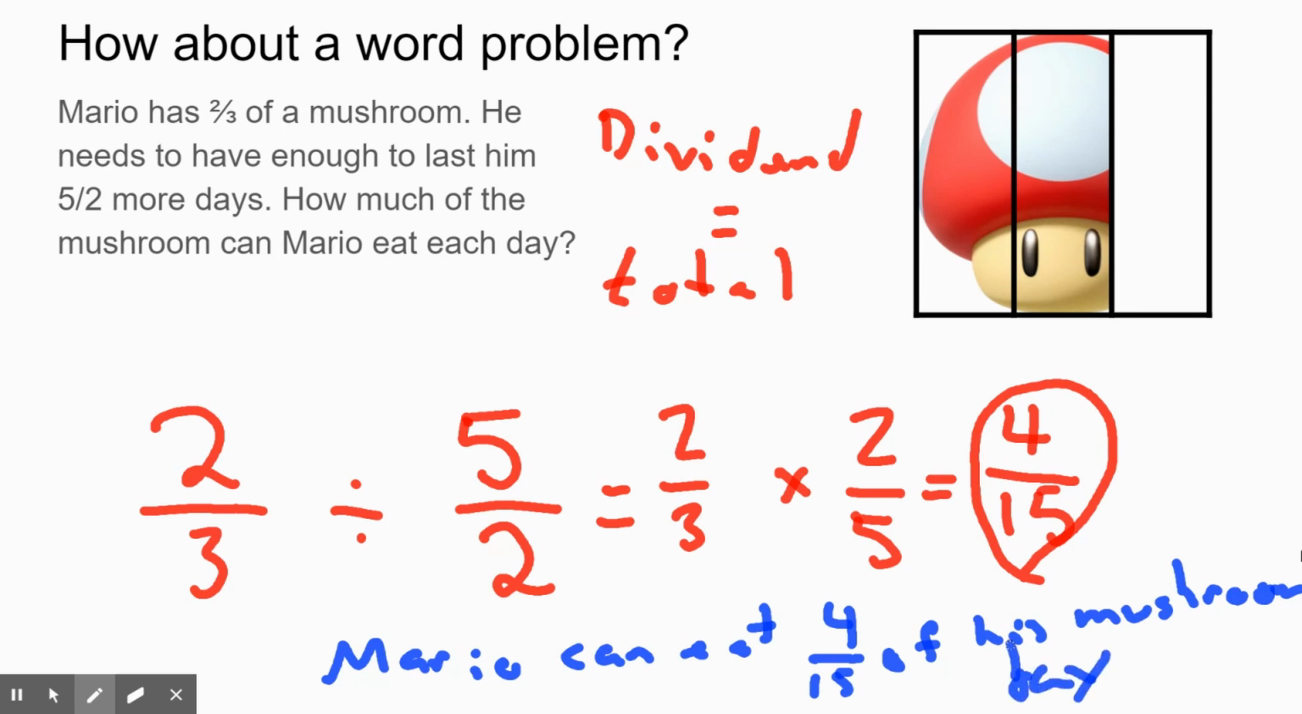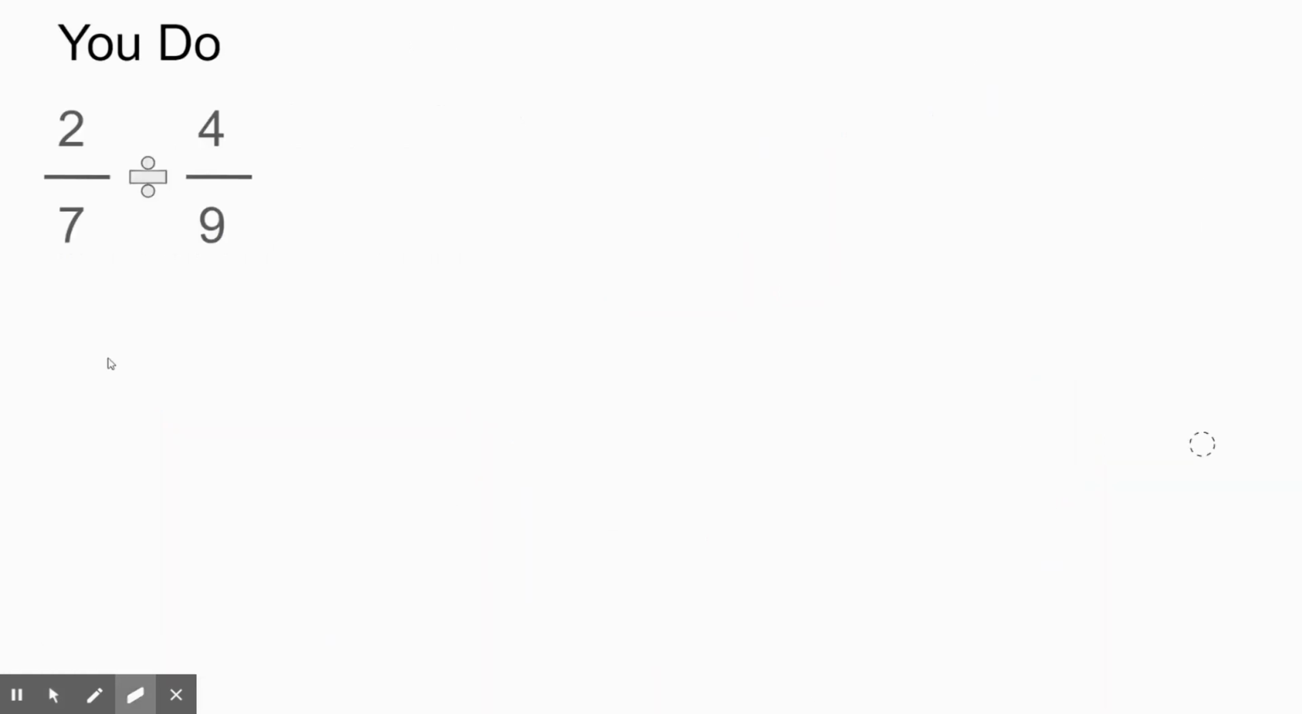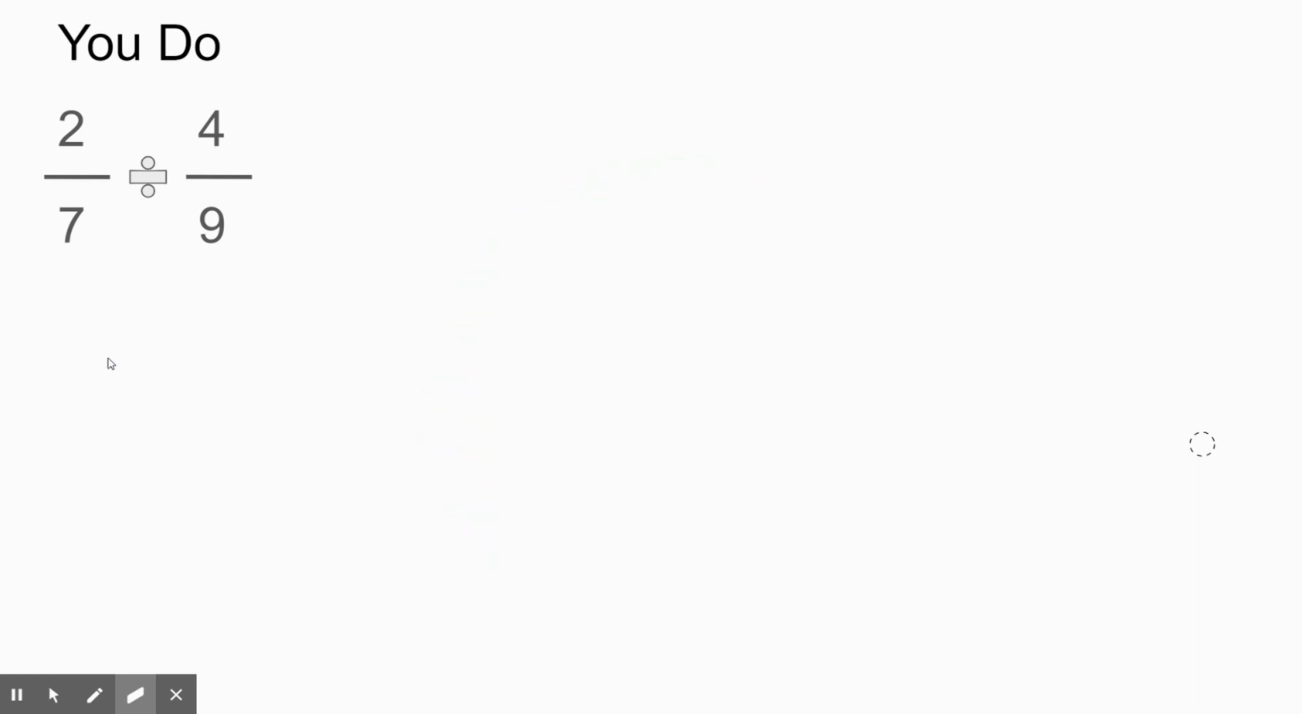And as you can see, I ran out of space there. But we'll need to make sure that we have a sentence there since we are solving a word problem. So the next thing to try is a you-do problem. Here we have 2/7 divided by 4/9. Get some paper out if you haven't already. Try this one. Ready? Go!